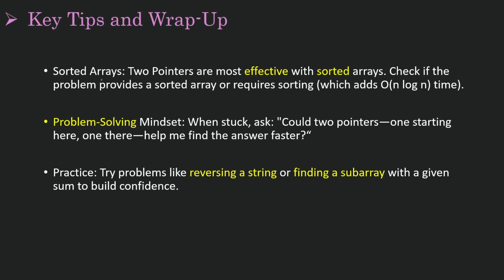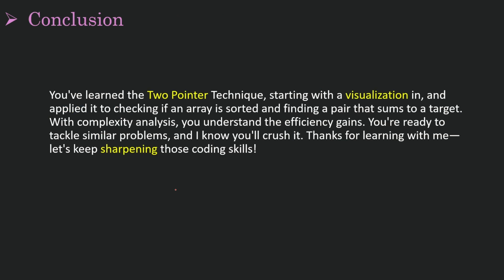Here are some quick tips to master the two-pointer technique. Sorted arrays. Two-pointers are most effective with sorted arrays. Check if the problem provides a sorted array or requires sorting, which adds O of n log n time. Problem-solving mindset. When stuck, ask, could 2 pointers, one starting here, one there, help me find the answer faster? Practice. Try problems like reversing a string or finding a subarray with a given sum to build confidence.